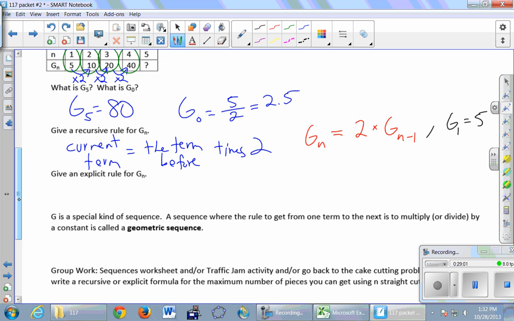Let's take a look at the number 10, and I'm going to cheat a little bit. How did I get 10 looking at the previous number? It was really 5 times 2. That's where the 10 came from. So 10 was really 5 times 2.